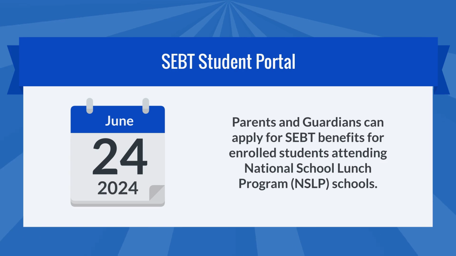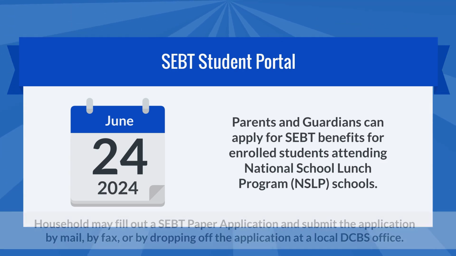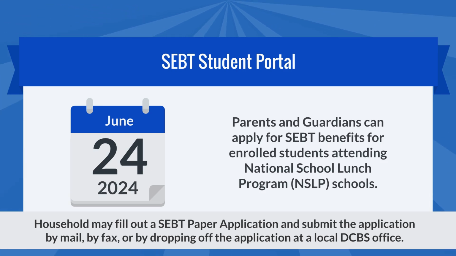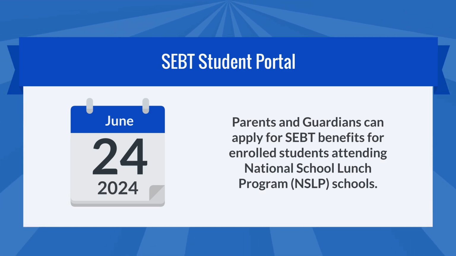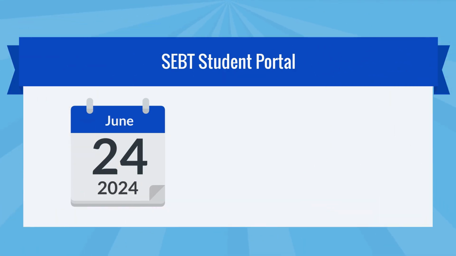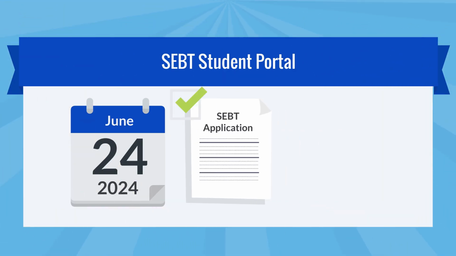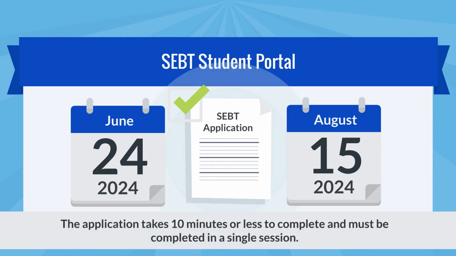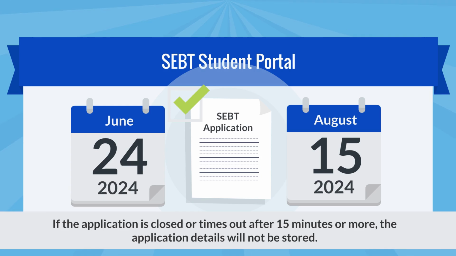As an alternative to using the electronic SEBT Student Portal, households may fill out a SEBT paper application and submit the application by mail, by fax, or by dropping off the application at a local DCBS office. To receive benefits in summer 2024, an SEBT application must be submitted on or before August 15, 2024. The application takes 10 minutes or less to complete and must be completed in a single session. If the application is closed or times out after 15 minutes or more, the application details will not be stored.